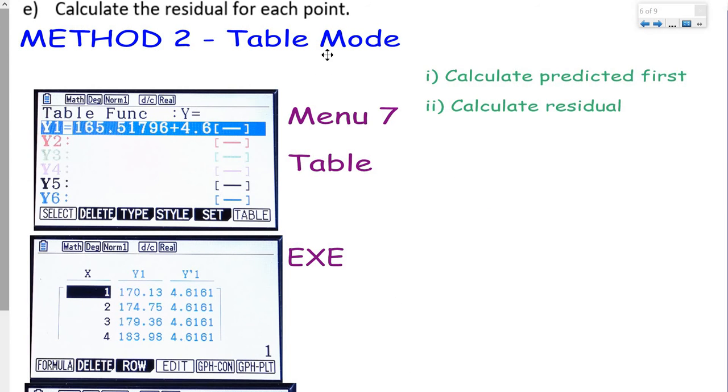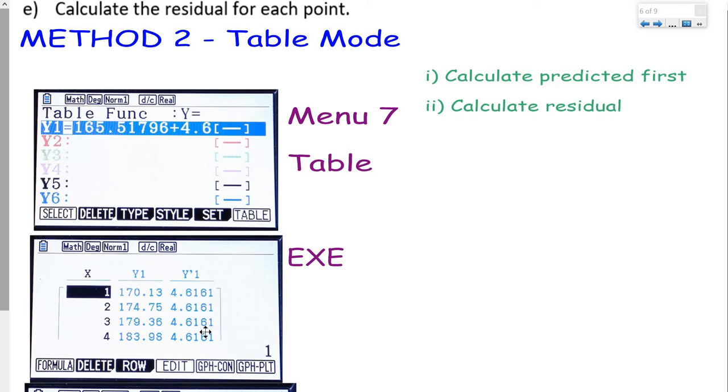Method 2 is to use table mode. If I go into menu 7, which is table mode, I can put in the equation of the regression line here. It's got an X on the end of it as well that you can't see, but that gives me the equation, and if I press EXE, it brings up a list of values here, 1, 2, 3, 4. If X was 1, if they had one item to pack, it would take 170 minutes. If they had 2 items to pack, it would take 174 minutes.